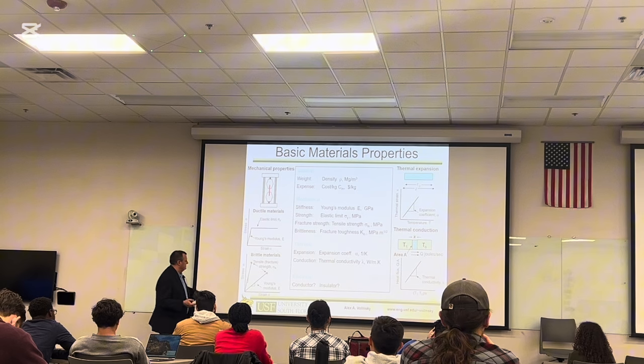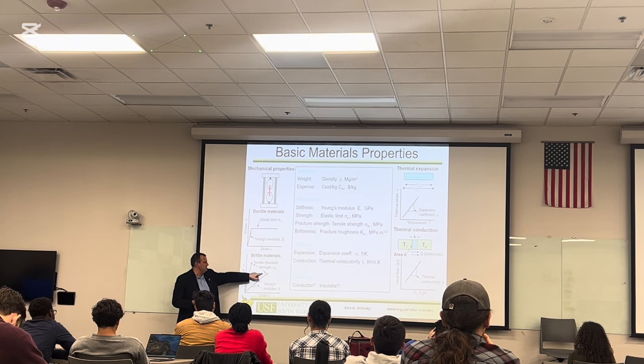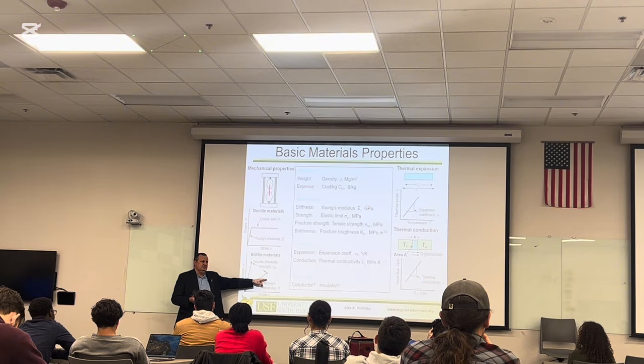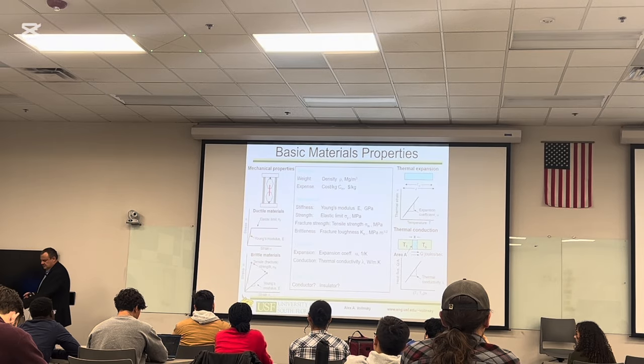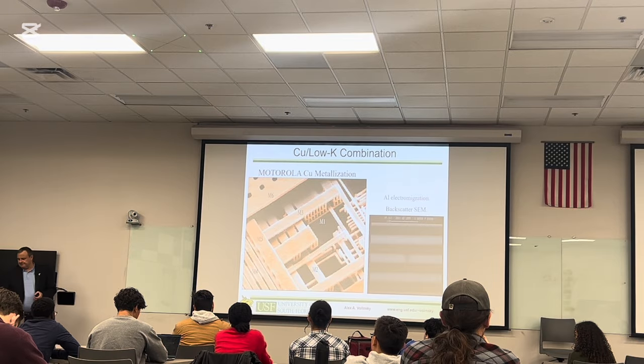Brittle materials. We have a stress strain curve, and then boom, it just snaps. Versus plastic. So I kind of showed you pretty much all the properties that there are.